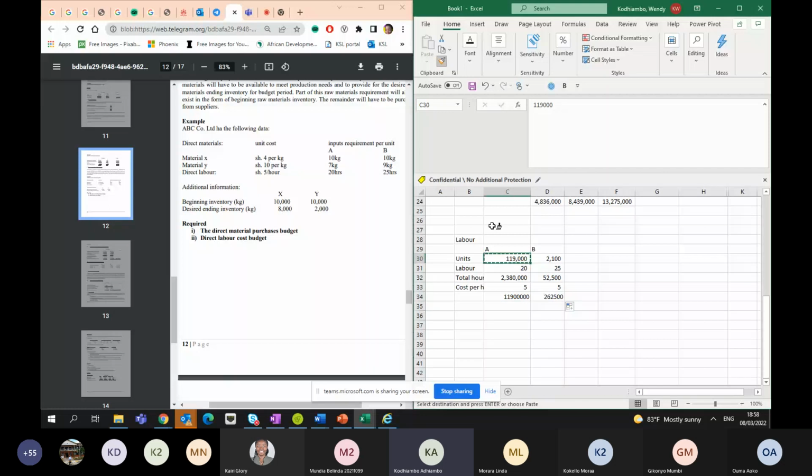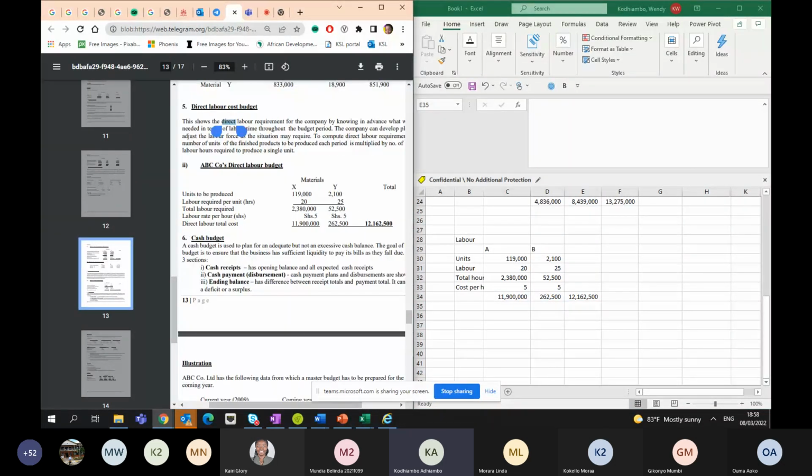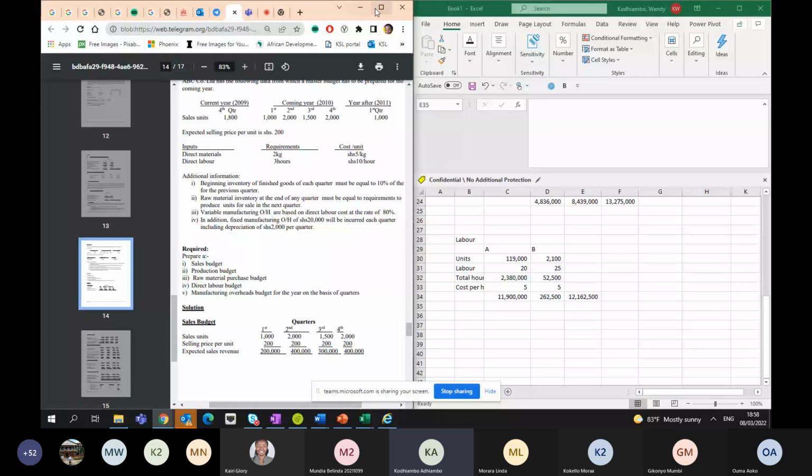So if we do this, let's see if the total makes sense. The total is that plus that. 12 million. Let us see. 12,162,000. So does that make sense? Let me see if the next question is different. So that is the total hour labor rate.